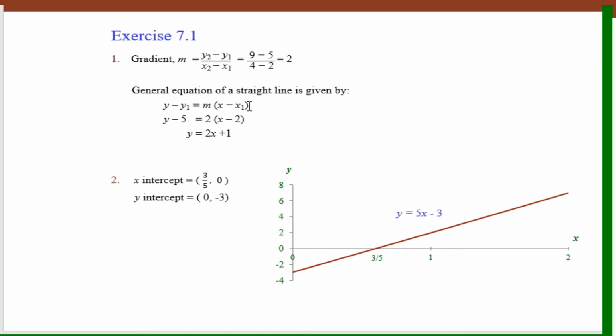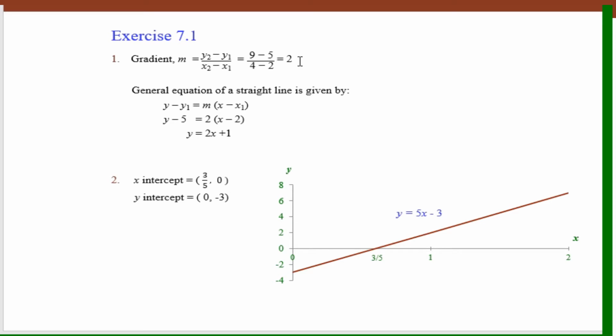bracket x minus x1. So you've got a gradient that is 2 already from the 2 points just now. So y minus 5, then you can substitute any point inside here. I'm using the point 2, 5 and I'm plugging it in here. y minus 5 is equals to 2 bracket x minus 2. When you jumble up, y equals to 2x plus 1. So one way of doing it is this way.